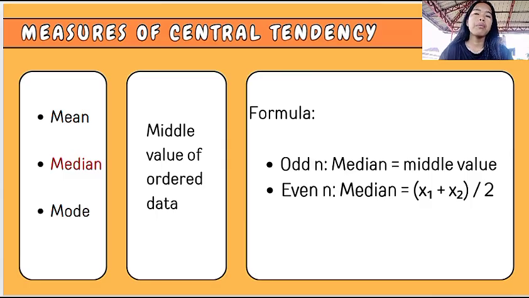The median is the middle value of an ordered data set. To find the median, we first arrange the data from the lowest to highest. If the number of values is odd, the median is the middle value. If the number of values is even, the median is the average of the two middle values. The median is useful because it is not affected by outliers.